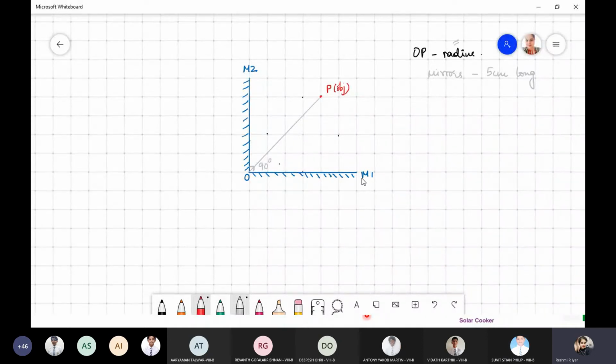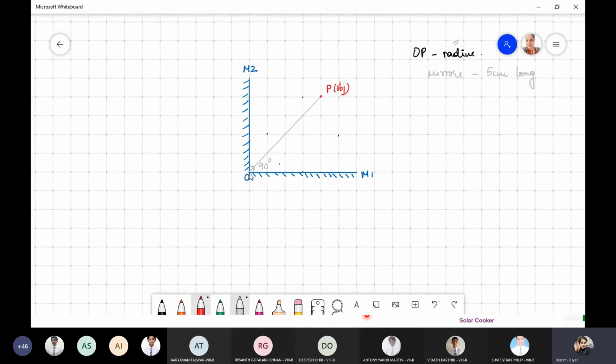Draw the two mirrors perpendicular to each other, M1 and M2. Then place a point between the two mirrors, anywhere between the two mirrors. You can put it here, you can put it here, you can put it here. Done, label that point as P. This is your object.